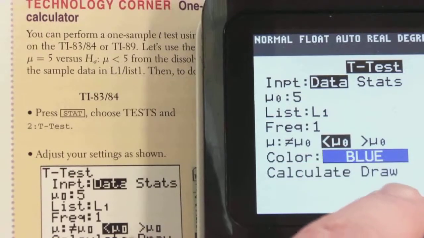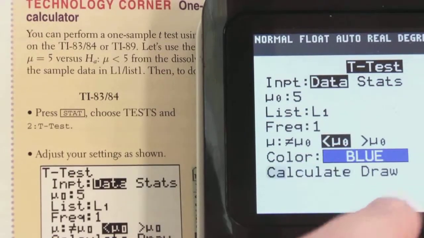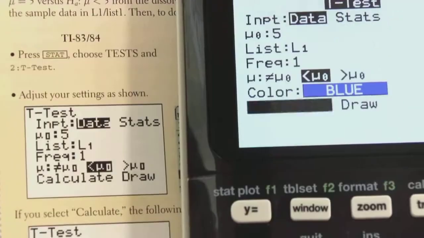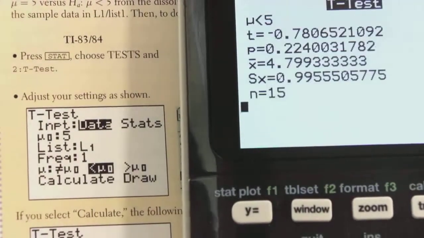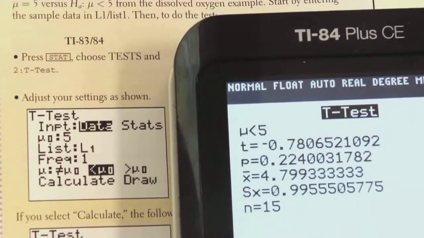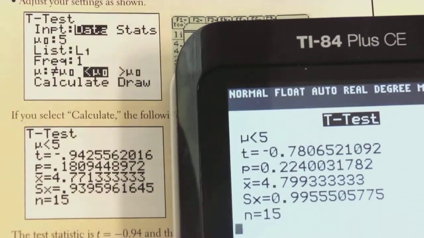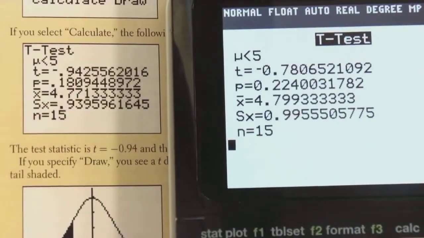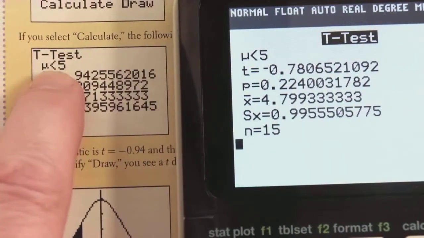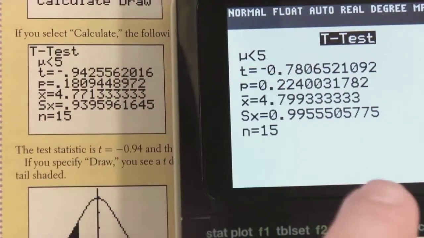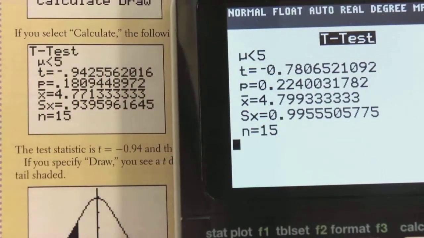And then, now, if we hit calculate, it's going to give us information. If we hit draw, it's going to give us the curve with the area of concern. Okay. So let's hit calculate and see what we get. Whoops, I need to scroll that down. This is the one I want you to be looking at right here. Bring it up a little. Okay, so the alternative is the mu is less than 5. That's what we got right here.